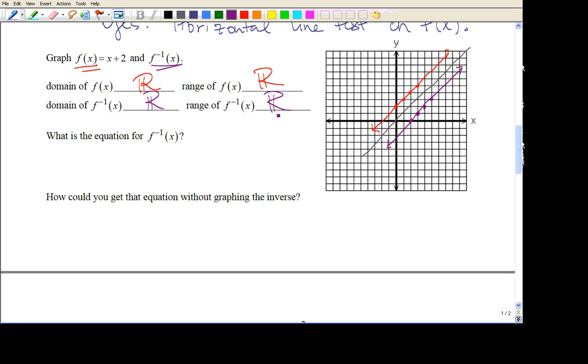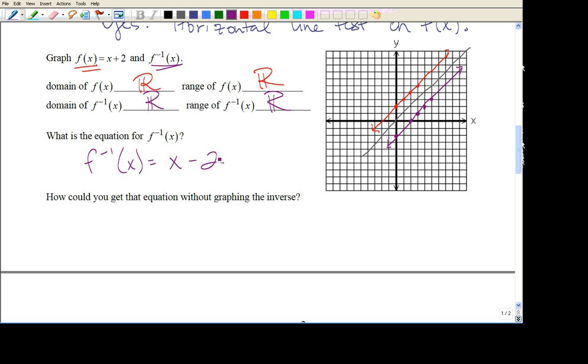So what is the equation for the inverse of f(x)? So f^-1(x), looking at our graph, our y-intercept is -2, and our slope is +1, so we'll have x minus 2. So how could we get the equation without graphing the inverse?